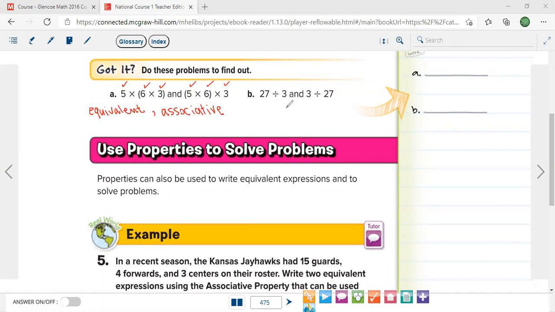In problem B, we have here 27 divided by 3, and 3 divided by 27. This is not equivalent. As 27 divided by 3 equals 9, and 3 divided by 27 will give you 1 over 9. Because if you make it like a fraction, 3 over 27, you can divide by 3 up, you can divide by 3 down, so it will give you 1 over 9.